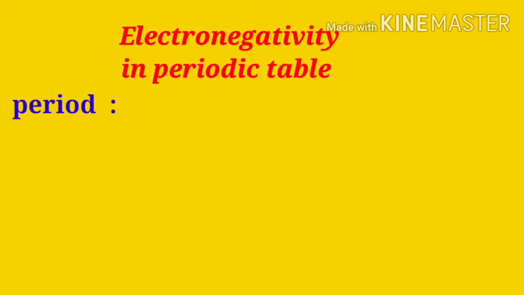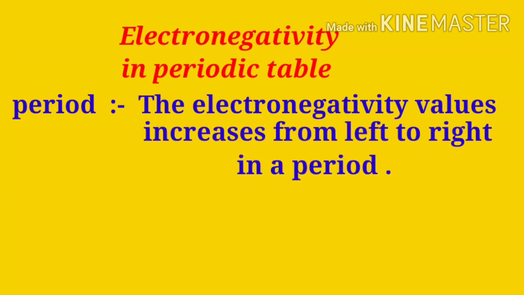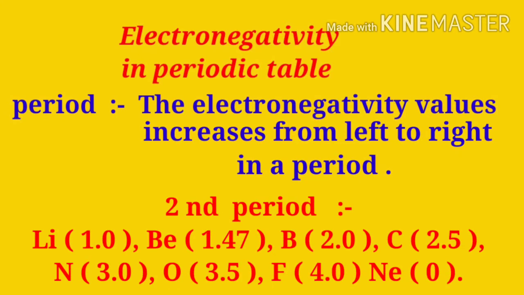Electronegativity trends in the periodic table. Period. The electronegativity values increase from left to right in a period. Example, second period. From lithium to fluorine, electronegativity values increase.